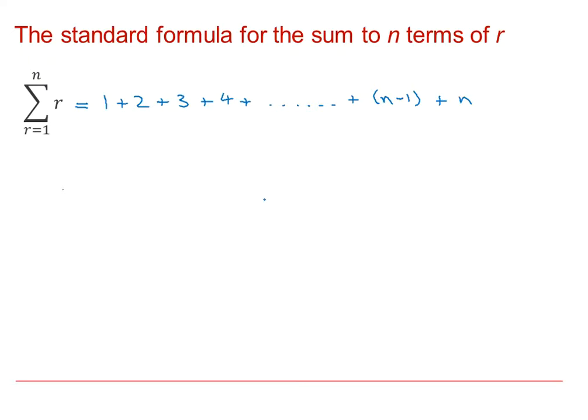The other thing to notice about this is that the sum of the first term is obviously 1. The sum of the first two terms gives 3, the sum of the first three terms gives 6, and the sum of the first four terms gives 10. You may recognise these summations as triangular numbers. We're going to be looking at those in a moment.